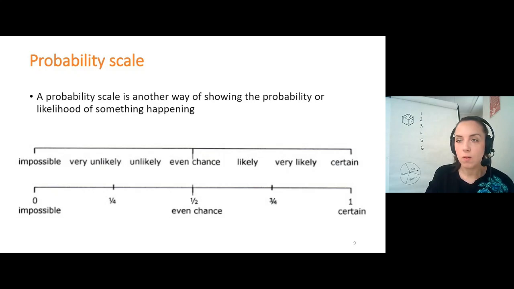Obviously, if you want me to go over anything from the beginning, I can do. We've just discussed the different ways that we can express probability in words, which include certain, likely, unlikely, and impossible. We've just moved on to the section on probability scale. So this is another way of showing or expressing how possible an event is likely to happen.